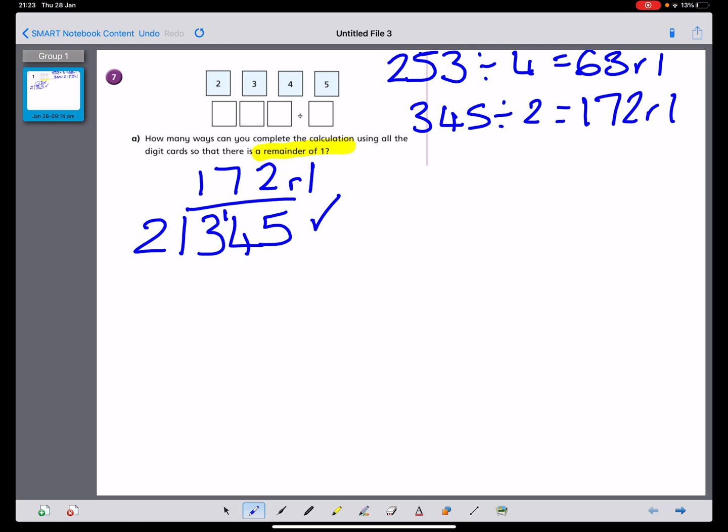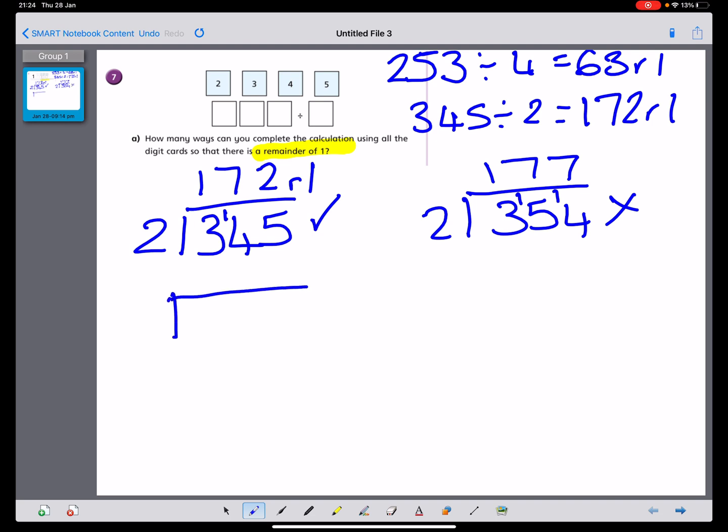Okay, so I'm going to keep that 3 there, and I'm just going to switch those last digits round. Again, 2s into 3 goes once with 1 left over. 2s into 15 goes 7 with 1 left over. 2s into 14 goes 7 with no remainders, so that one does not work.